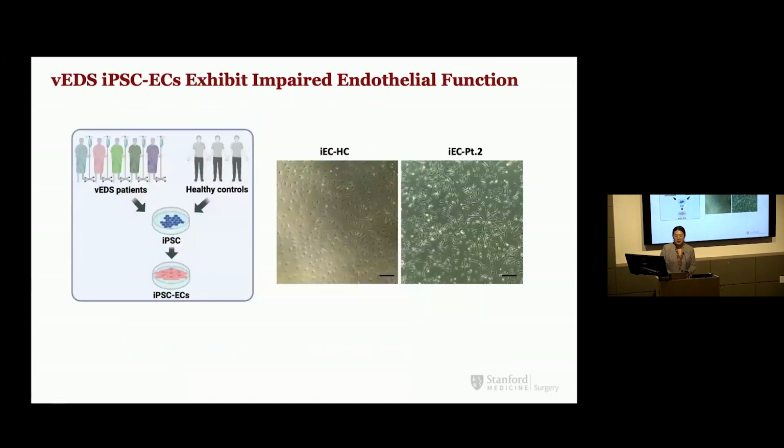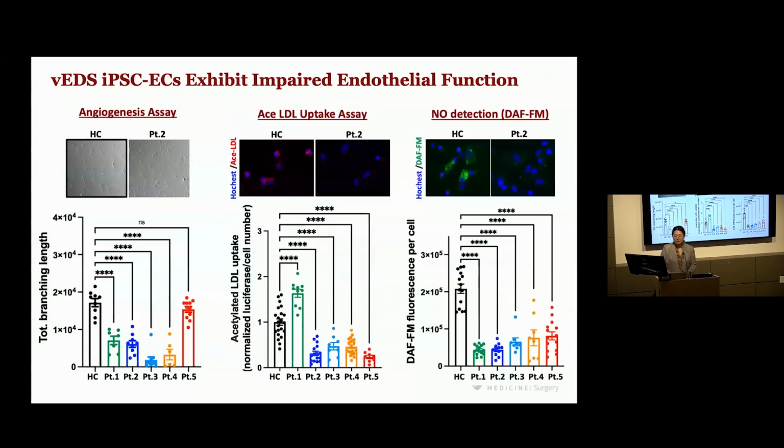As we can see here, compared to healthy control, the iPSC-ECs from vEDS patients showed abnormal morphology. When we characterized the function of these cells, we observed that the iPSC-ECs from vEDS patients showed decreased capacity for angiogenesis, LDL uptake, and nitric oxide production. So it means that these iPSC-ECs exhibit impaired endothelial function.